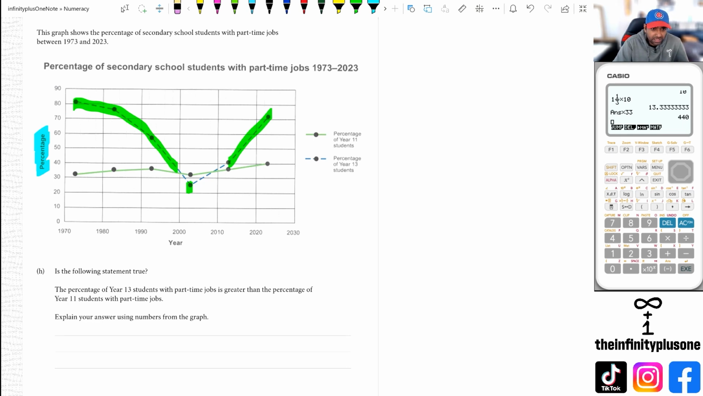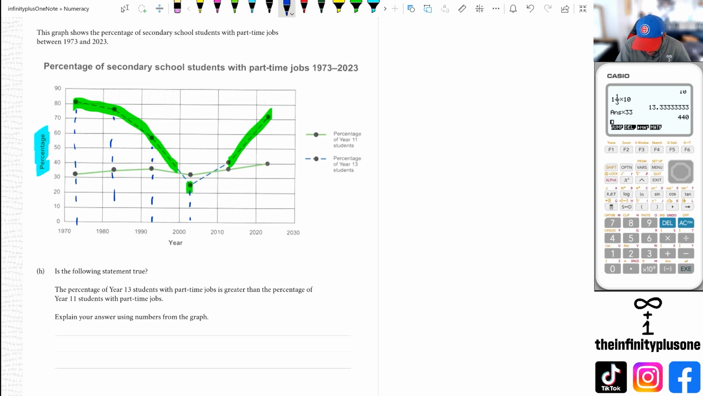You can talk about the 1970s, 80s, 90s. Apart from that 2003 year where the percentage dropped, everything else, I think you can actually say it's higher. But just use those points. Use the points, use the years as well. So here's a good indication of some of the years you could use.